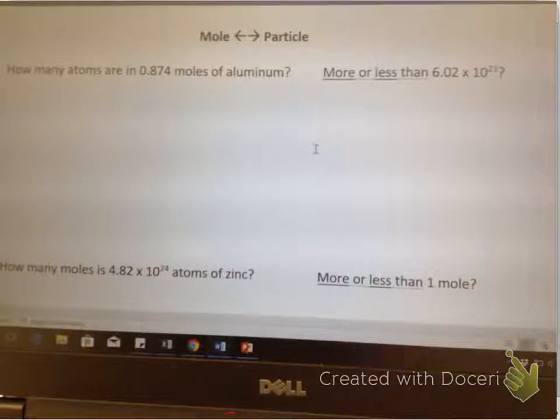In this video, we are going to practice a mole to particle conversion. On your worksheet, it says number 1, how many atoms are in 0.874 moles of aluminum. That means we're given 0.874 moles. So we are already given the moles, and we need to figure out how many atoms there are.